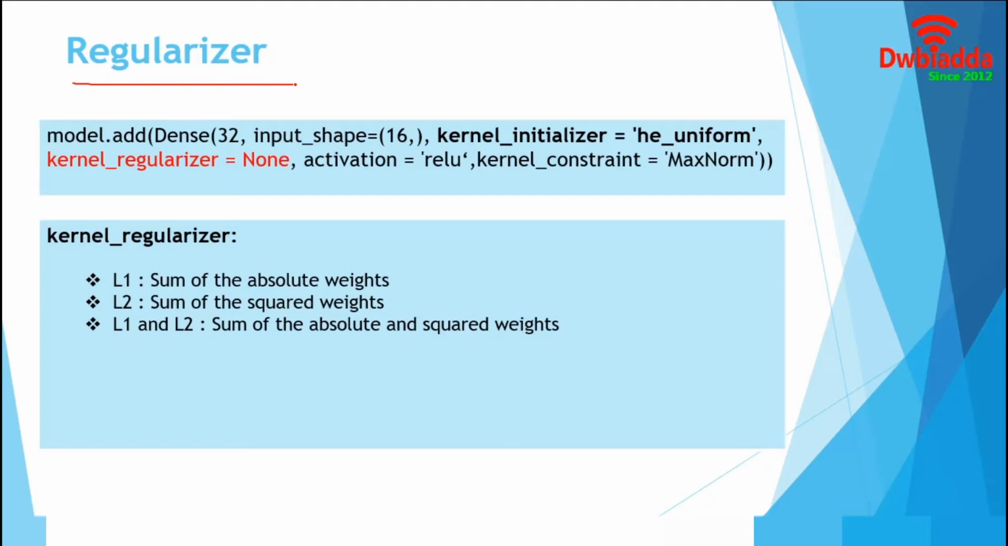Regularizers allow us to apply penalties on layer parameters or layer activity during optimization. These penalties are incorporated in the loss function that the model optimizes. By default, these aren't used, but they can be useful in helping with generalization of the model. We have three alternatives. L1 uses the sum of the absolute weights, L2 uses the sum of the squared weights, and L1, L2 uses the sum of the absolute and squared weights. Let's run some demos using Jupyter notebook.